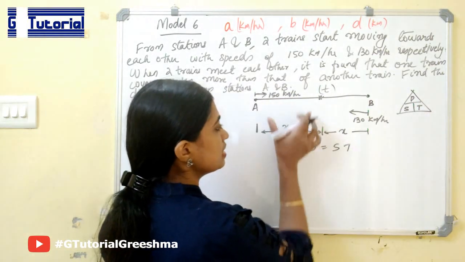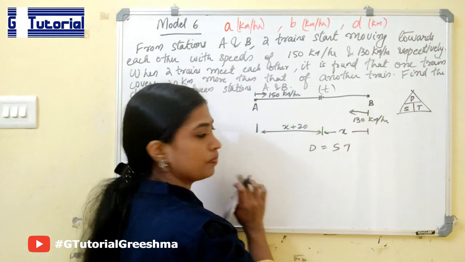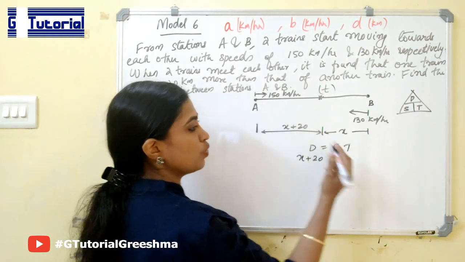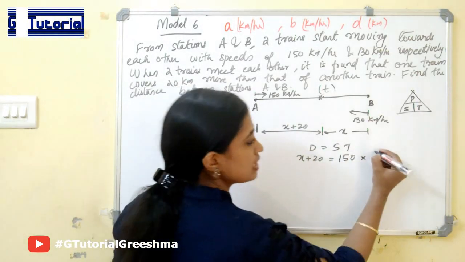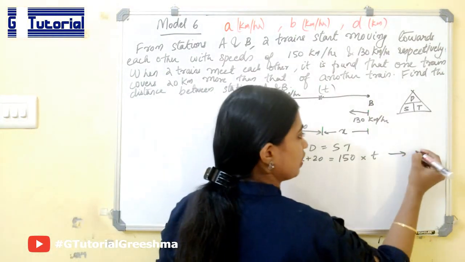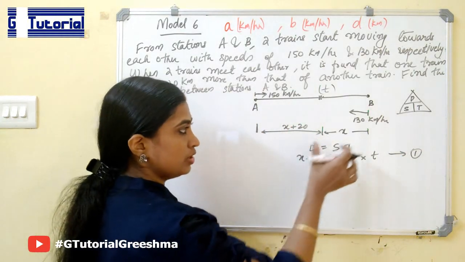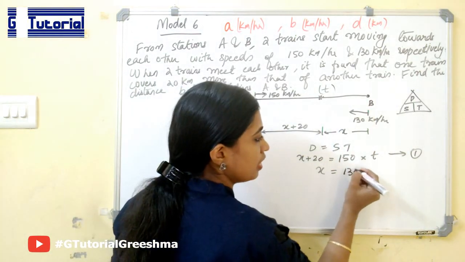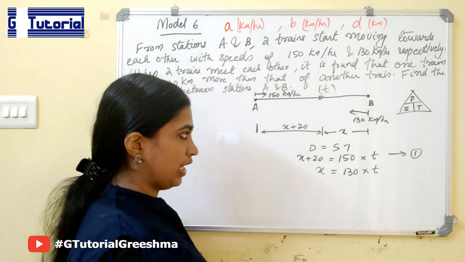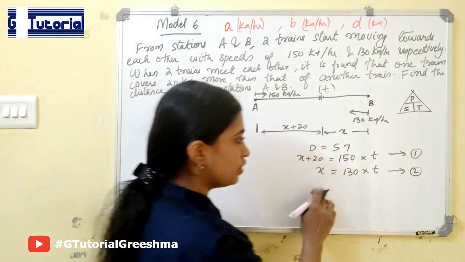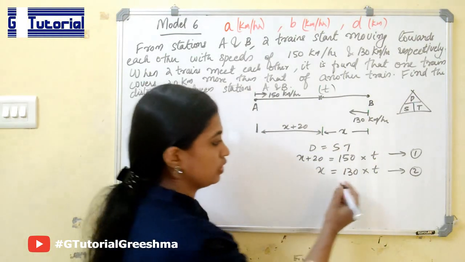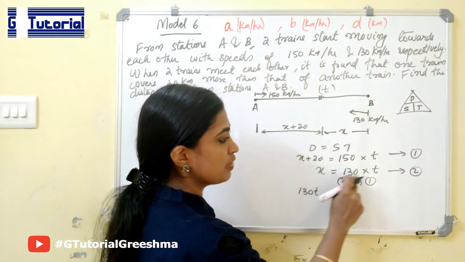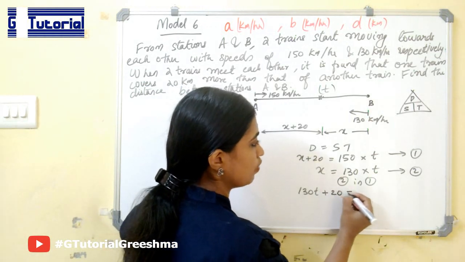So, the distance covered by the first train in t time is x plus 20, which is equal to the speed of the train, 150, into the time taken to cover it, t. This is equation 1. Then the distance x is given by its speed 130 km per hour and it takes t time to cover it. So let us substitute the value of x from the second equation in the first equation. Substituting 2 in 1, instead of x we substitute 130t, so we get 130t plus 20 is equal to 150t.